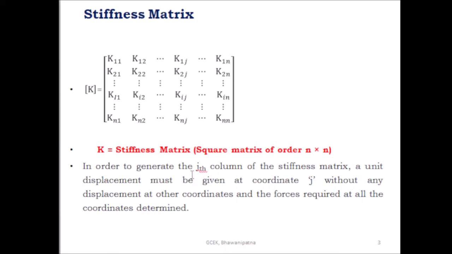That is, to generate the jth column of the stiffness matrix, a unit displacement must be given at coordinate j without any displacement at other coordinates. At other coordinates there is no displacement, and the force required at all the coordinates is to be determined.